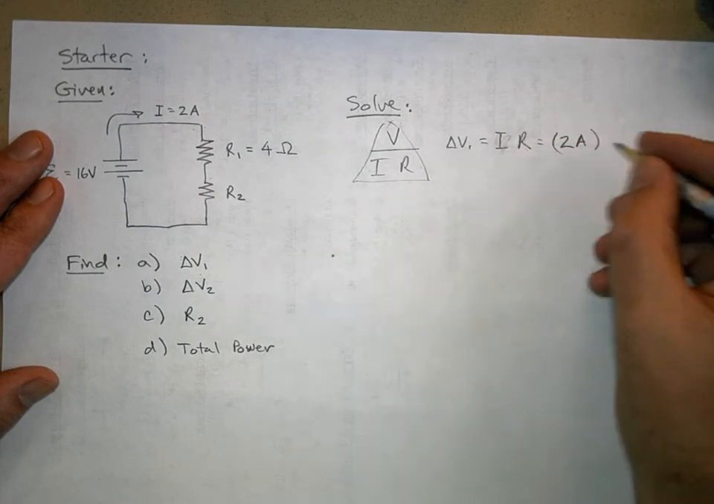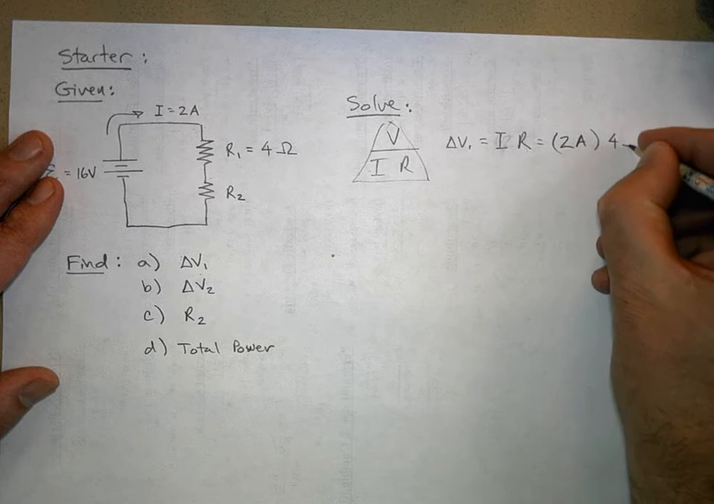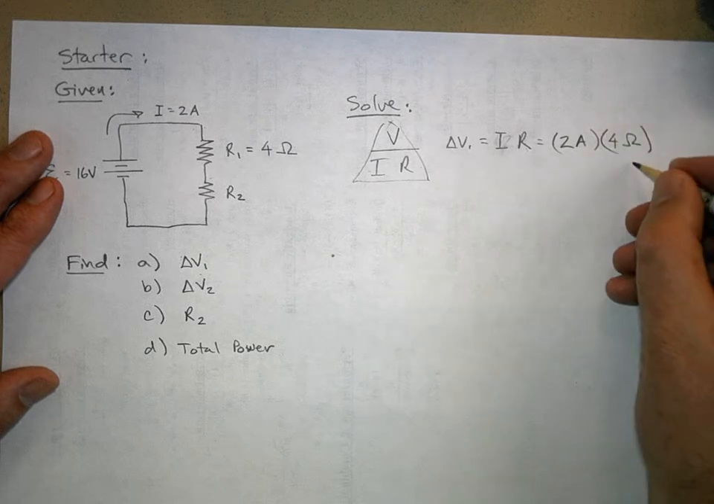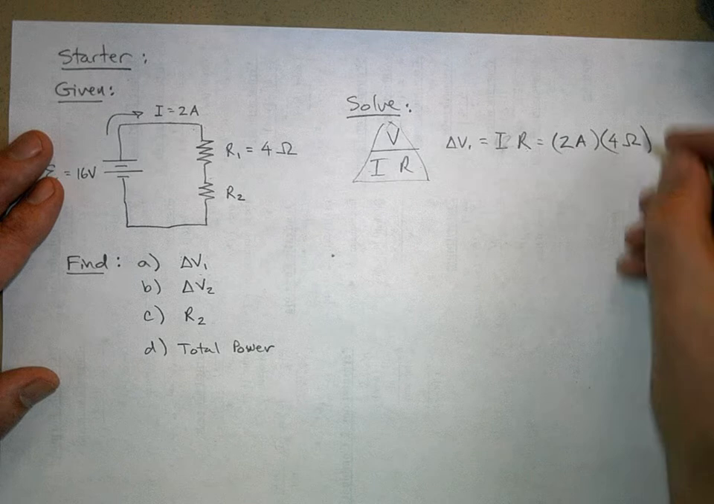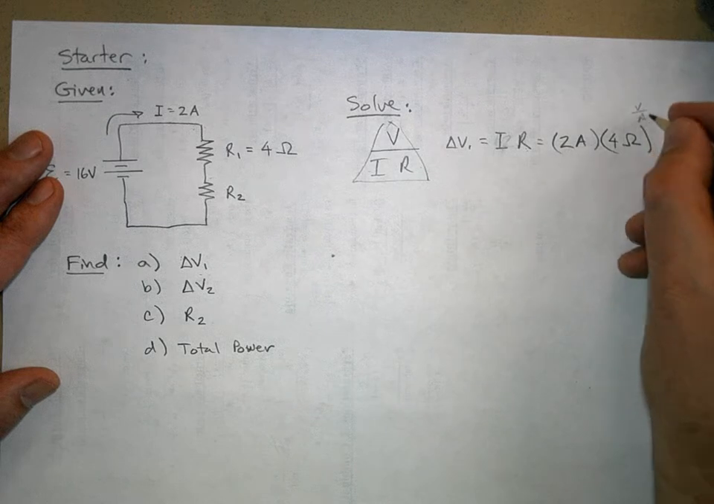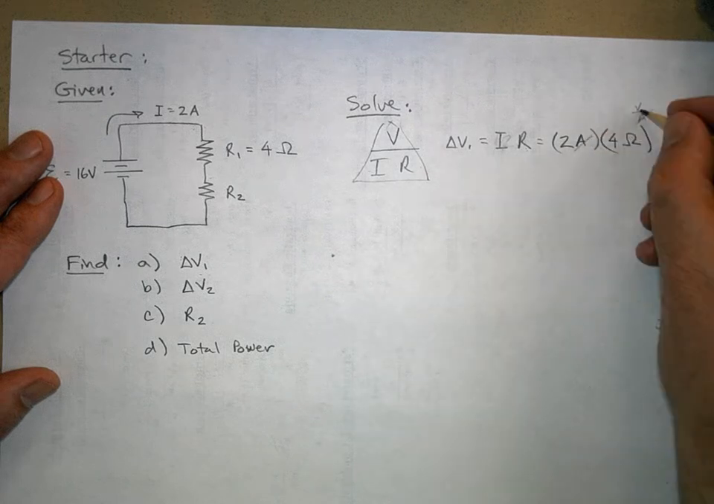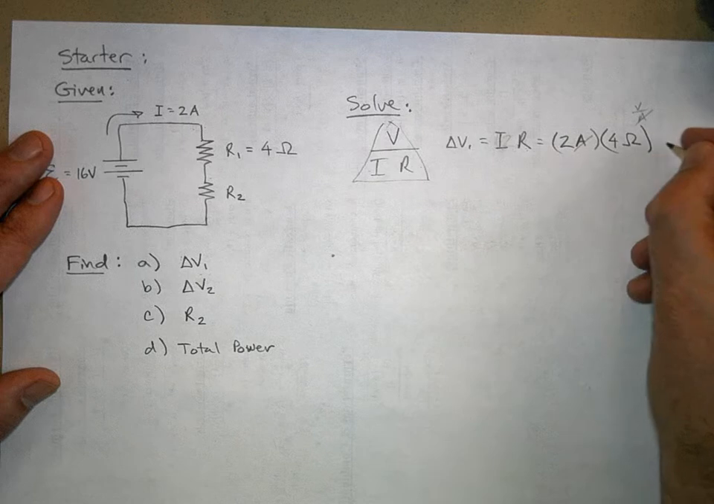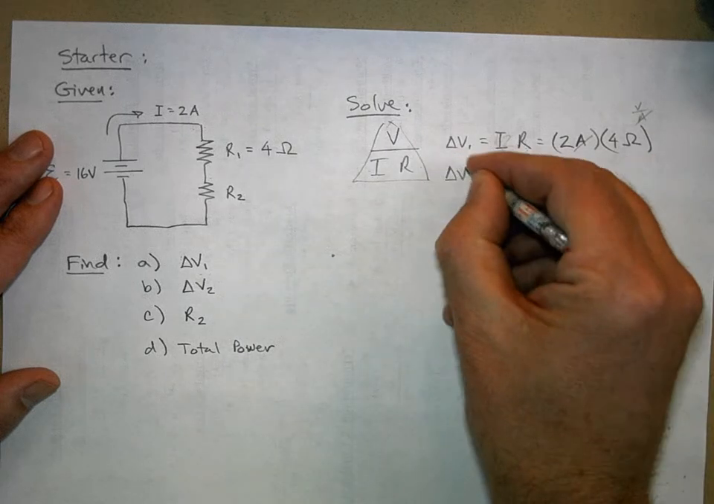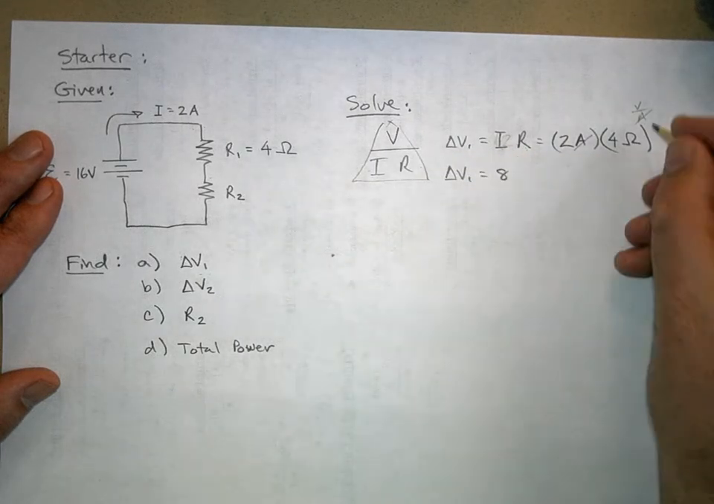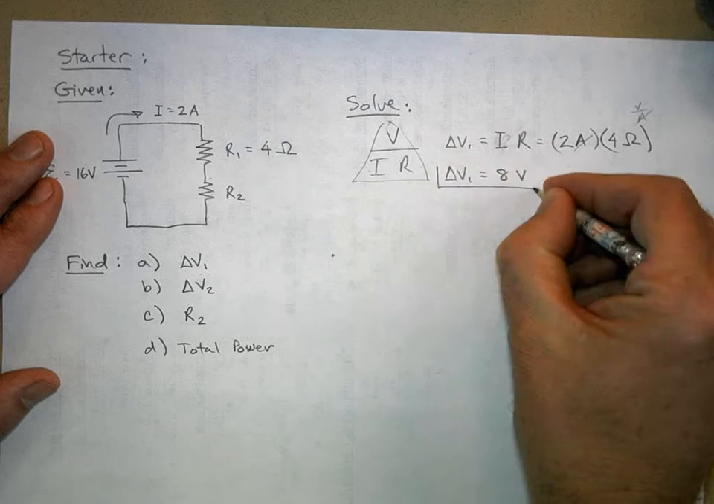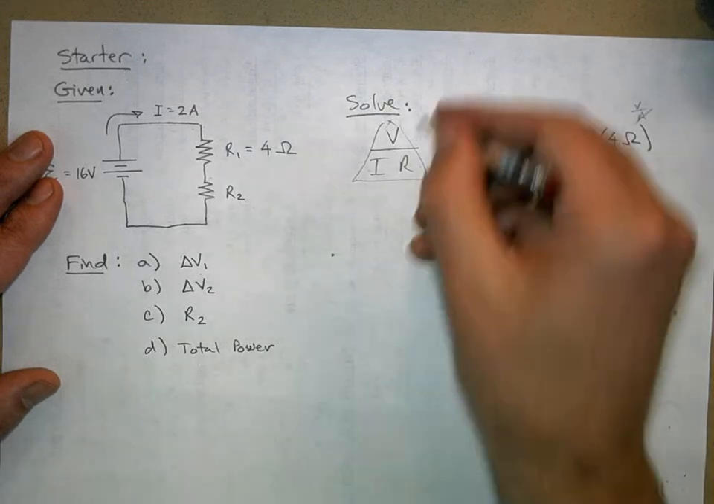2 amps times 4 ohms. Remember that an ohm is a volt per amp. So we have a volt per amp there. That amp cancels with the amps, leaving volts. 2 times 4 is 8. So delta V1 equals 8 volts. And that's your answer for A.